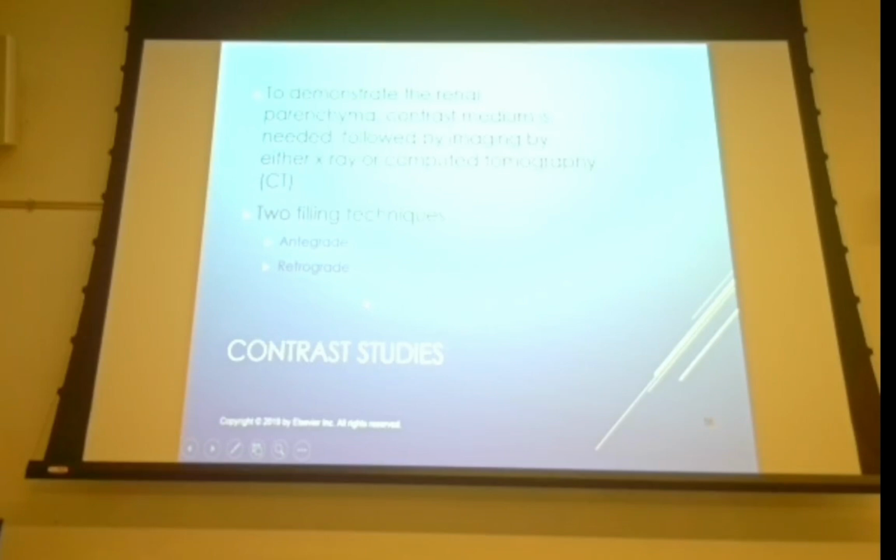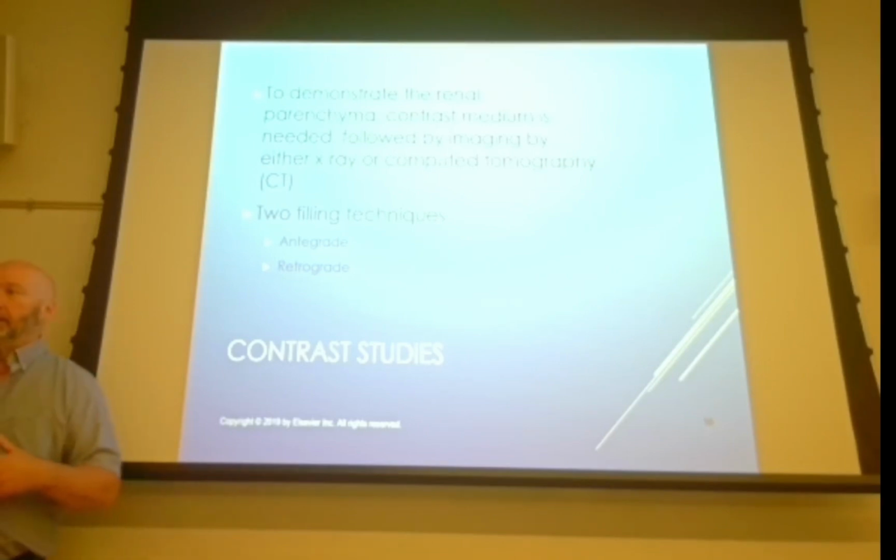So in contrast studies, what we're trying to show is the parenchyma, or outer portion of the kidney, and we want to see patency of the ureter, to make sure the ureter's open so that we can pass urine from the kidneys all the way down into the bladder. So we're going to inject the patient with contrast, and right away, blood circulates through the body about once a minute, so the kidneys start to pull that iodinated contrast out of the blood flow, and right away you should start to see the kidneys a whole lot better.